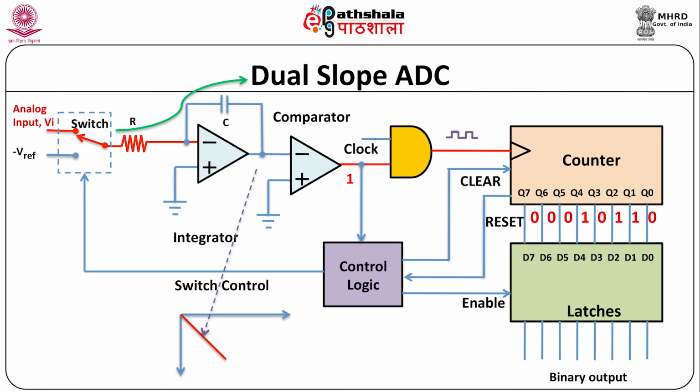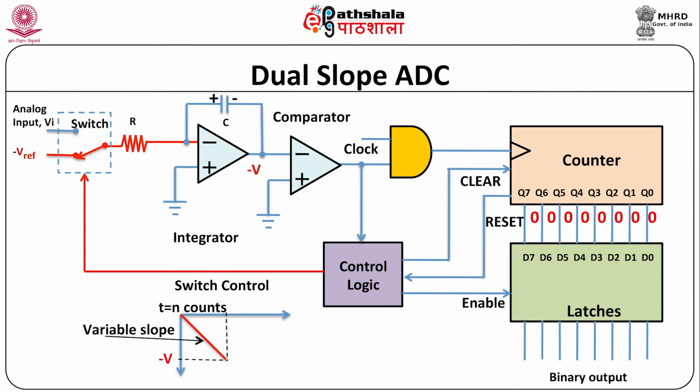When the counter reaches a specified count n, which is based on a fixed interval, it will reset. A reset signal from the counter is applied to the control logic. The control logic generates a switch control signal to control the switch. This changes the switch position and negative reference voltage minus V reference is applied to the integrator. Now at this stage the capacitor is charged to a negative voltage proportional to the input analog voltage.